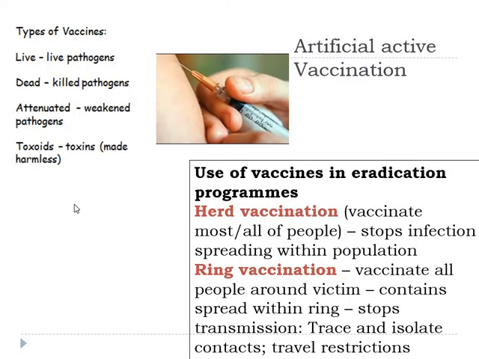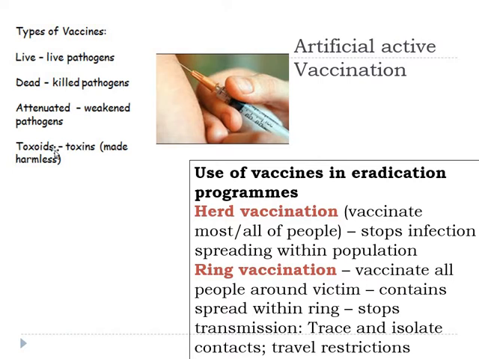Okay, so that takes us on now to artificial active immunity, the most common kind that we learn about in terms of vaccination. So what is a vaccine, first of all? I've tried to really simplify vaccination for you because you should have a reasonable idea now. You should have had many vaccinations in your life.